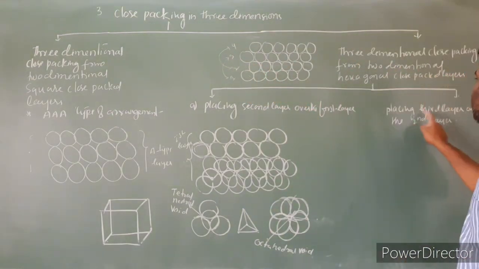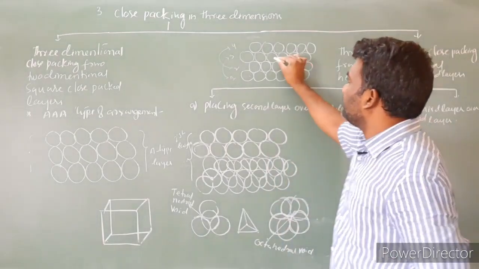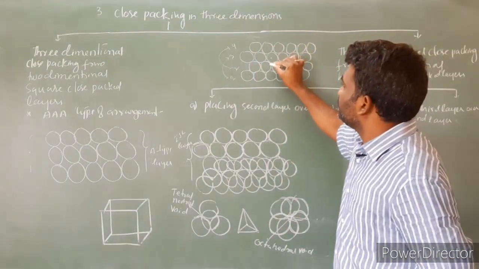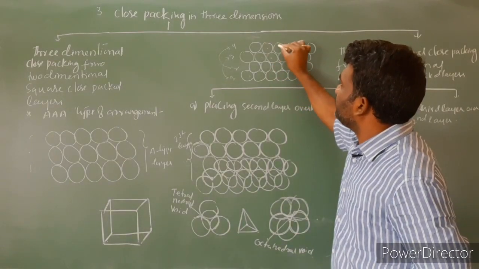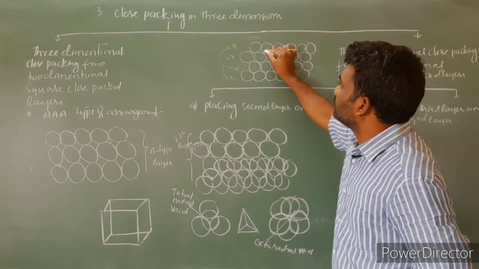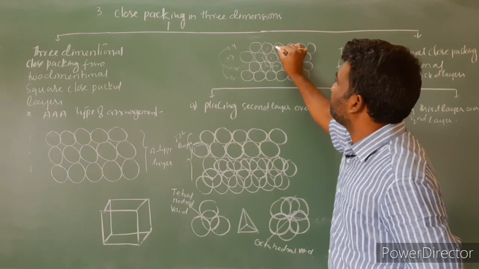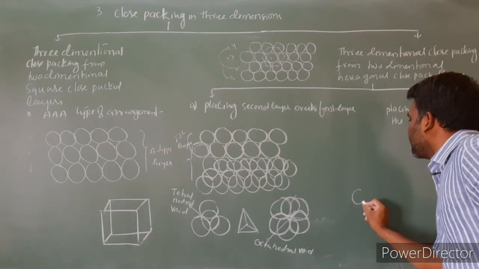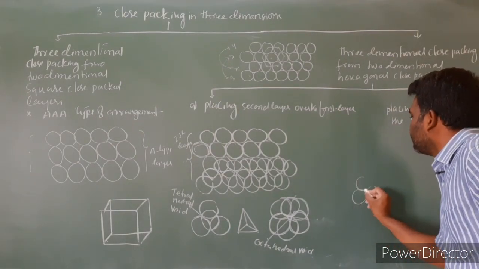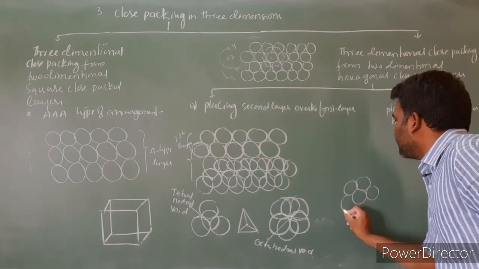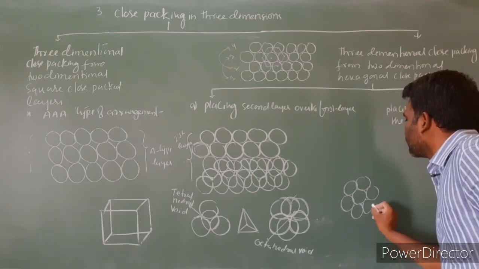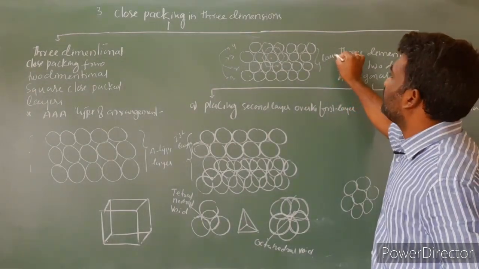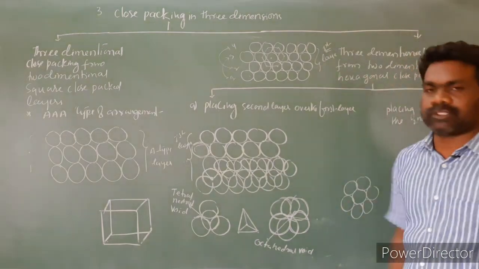Now coming to the point, placing the third layer over the first layer. I'm taking this layer. I'm taking a hexagon. I'm not taking this entire structure. So this is 1, 2, 3, 4, 5, 6. These six spheres I'm taking here. So these are the spheres of the first layer. Spheres of the first layer I took.